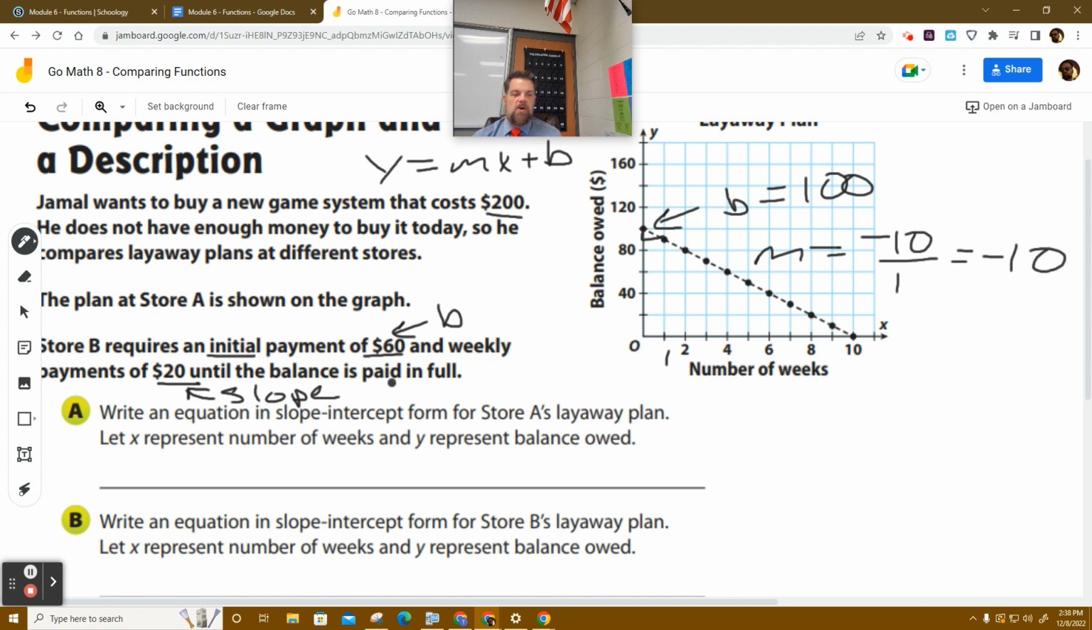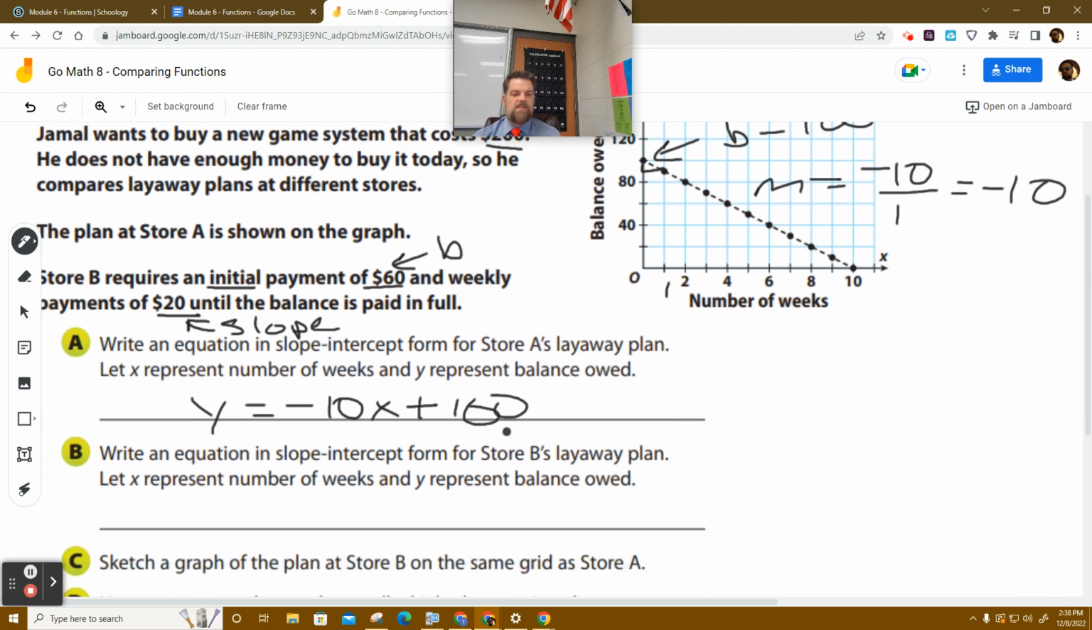Negative 10. So the first one says, write Store A's layaway plan. Well, it's y equals negative 10 times x plus 100. Well, what's Store B's? Well, that one's going to be y equals negative 20. Because remember, it says weekly payments of 20.